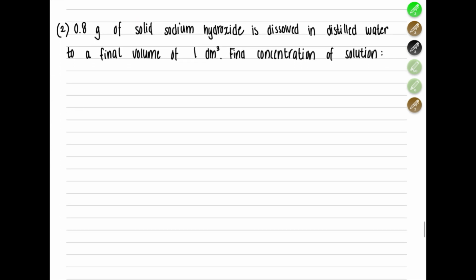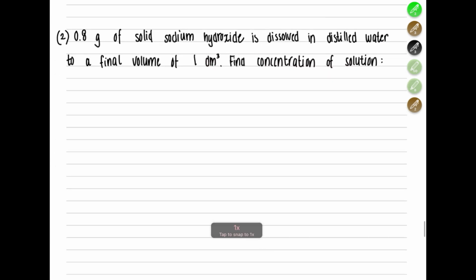Now there's another example. Please try to do this first. 0.8 grams of solid sodium hydroxide is dissolved in distilled water to a final volume of 1 decimeter cube. Find the concentration of the solution. Now you don't have to calculate any formulas here, just concentration. This is kind of a revision of the previous chapter. So concentration is moles divided by volume. Volume is 1 decimeter cube, but moles is unknown. So moles is also equal to mass over Mr.